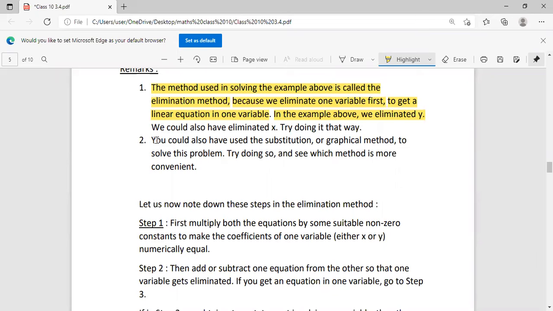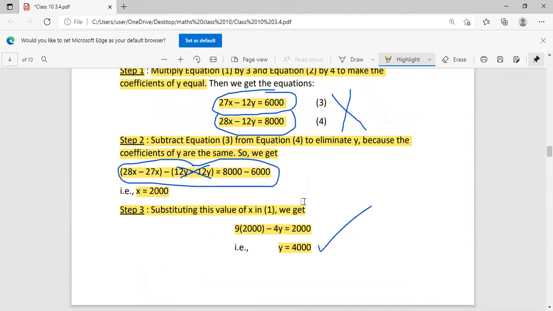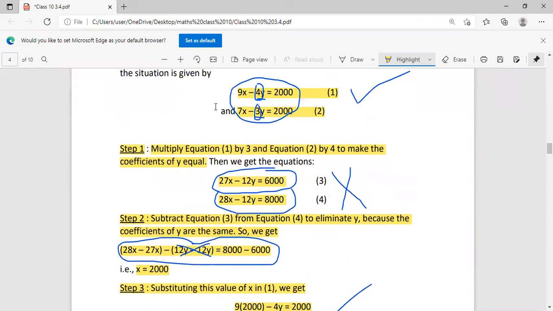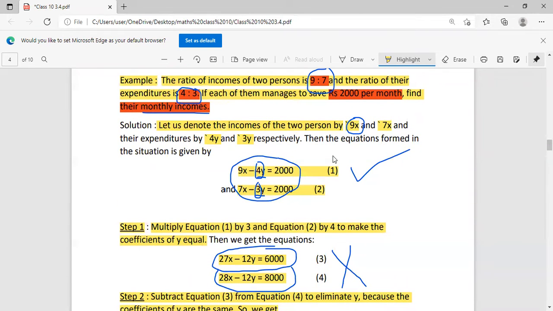And the second remark is, you could have also used substitution or graphical method to solve this problem. And I think it will be better if you do the substitution method as well as the graphical method. When you try the elimination method, the substitution and graphical method, you will find that this elimination method is a bit easier. Again, that is according to your convenience. Some students may find the graphical method a bit easier, but some others may find the substitution method easy. So it all depends on you.